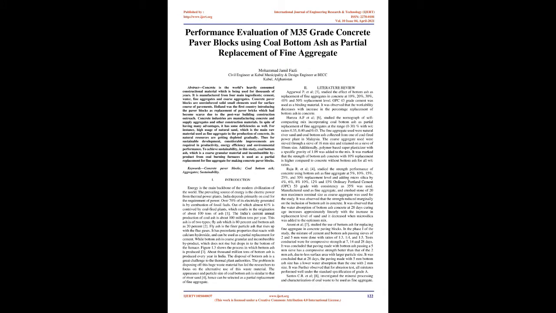Thus, for sustainable development, considerable improvements are required in productivity, energy efficiency, and environmental performance. To achieve sustainability, in this study, coal bottom ash, which is a coarse granular and incombustible byproduct from coal burning furnaces, is used as a partial replacement for fine aggregate for making concrete paver blocks. Keywords: concrete paver blocks, coal bottom ash, aggregates, sustainability.